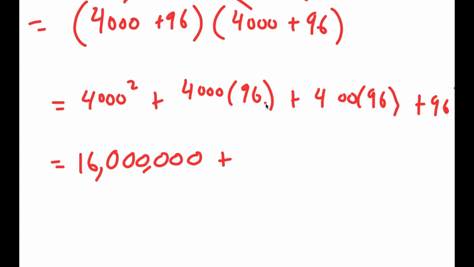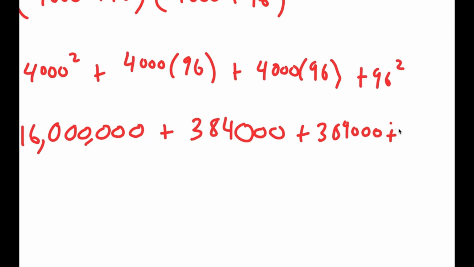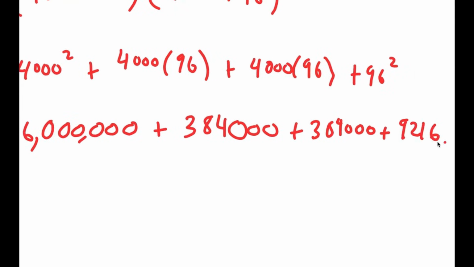Plus 4,000 times 96. Well, 4 times 96 is 384, so then all we have to do is add 3 zeros to that. So I get 384,000. Then plus, again, 4,000 times 96, which is 384,000, plus 96 squared, which is 9,216.